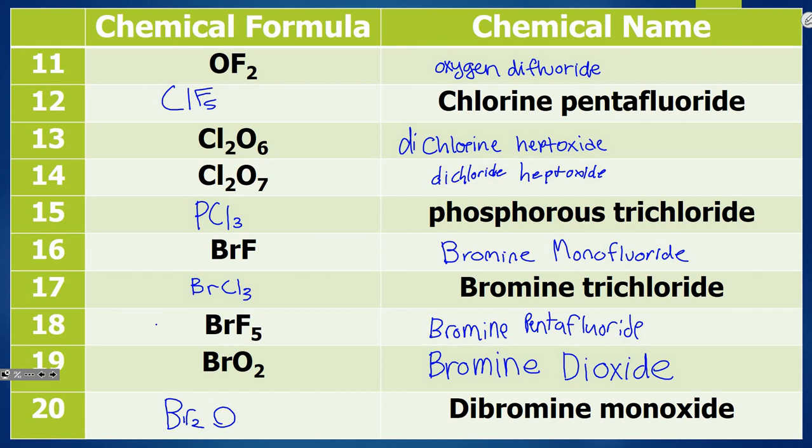It's supposed to be chlorine, not chloride. Ide means it's the most negative one, and it's not here. So dichlorine heptoxide. And then we've got 15 is correct, 16 is correct. Way to remember the mono. 17 is correct, 18 is correct, 19 is correct, and 20 is correct.